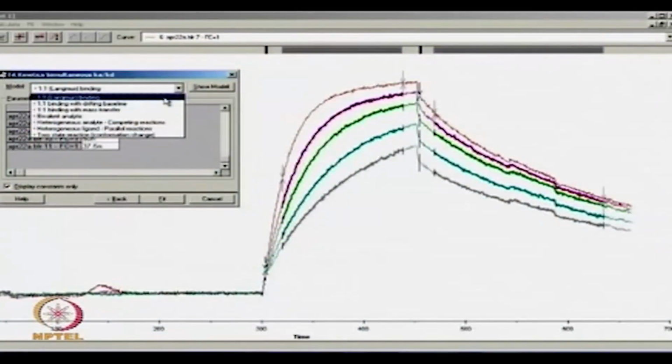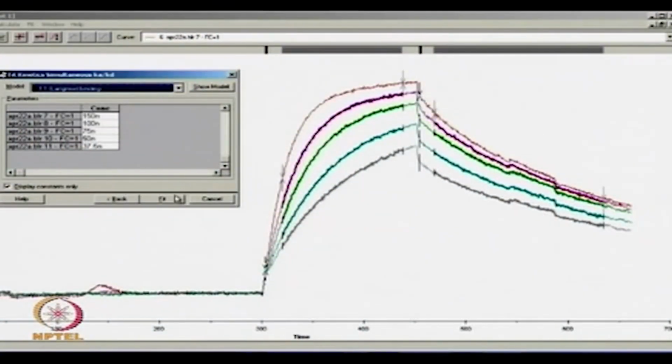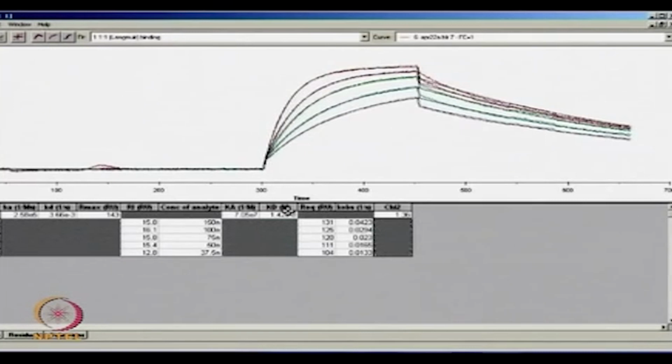It could be a heterogeneous ligand. So depending on the model you choose, you choose the model that you want here, and then you say fit. And what happens is curves get fit and the results are thrown up. So your K on and K off are displayed here. So it's as simple as that.